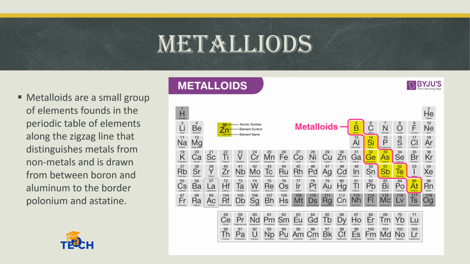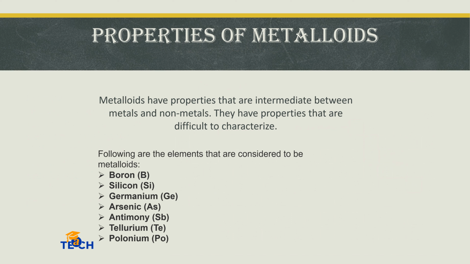Metalloids. Metalloids are a small group of elements found in the periodic table of elements along the zigzag line that distinguishes metals from nonmetals and is drawn from between boron and aluminium to the border polonium and astatine. Properties of metalloids. Metalloids have properties that are intermediate between metals and nonmetals. They have properties that are difficult to characterize.